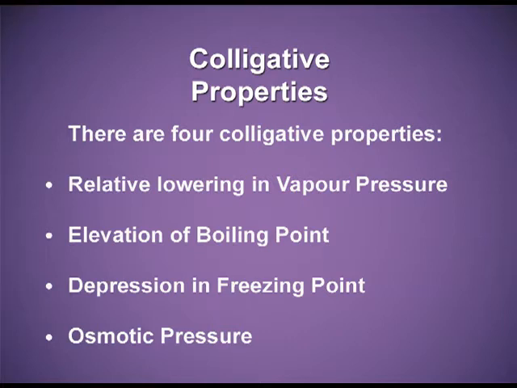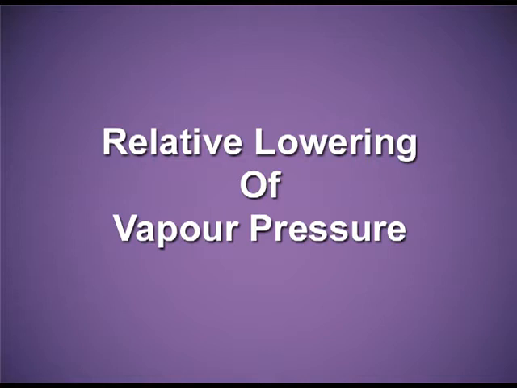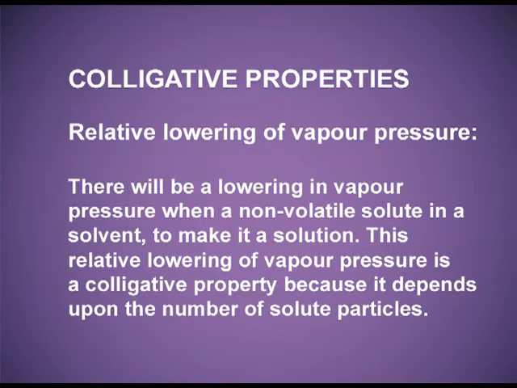The first colligative property is relative lowering of vapor pressure. Just now in the beginning I explained that there will be a lowering in the vapor pressure when I mix a non-volatile solute in a solvent to make a solution. This relative lowering of vapor pressure is a colligative property because it depends upon the number of solute particles. The more the number of solute particles, the more their concentration, the more the molarity, the more will be the lowering in the vapor pressure.